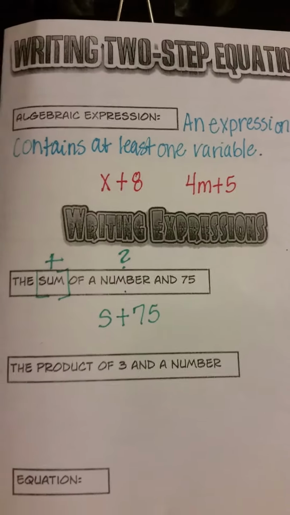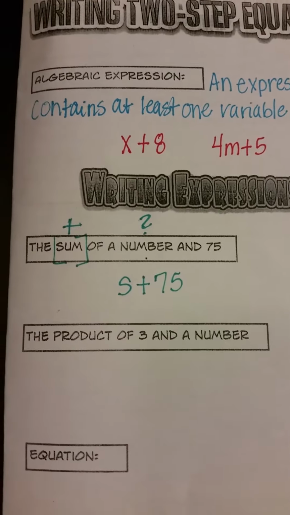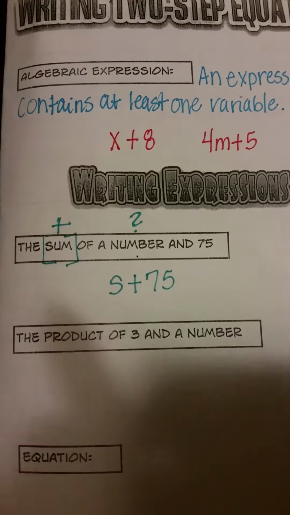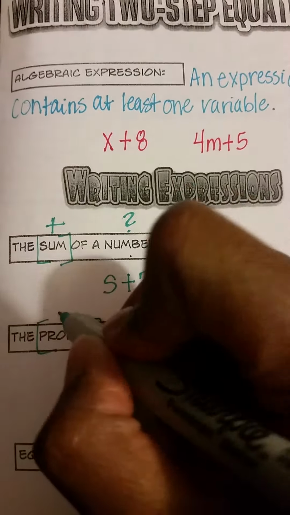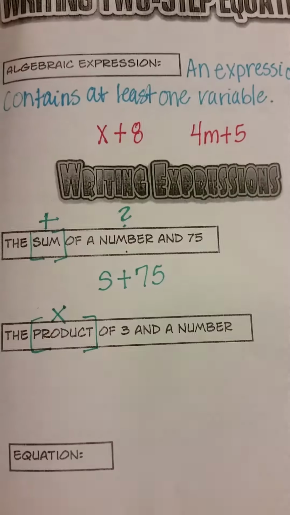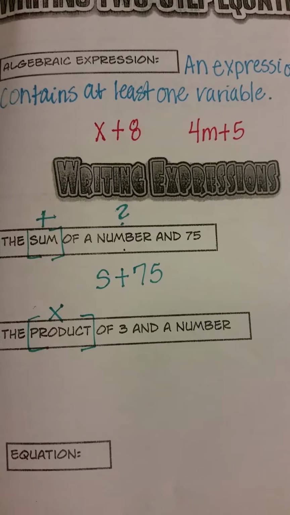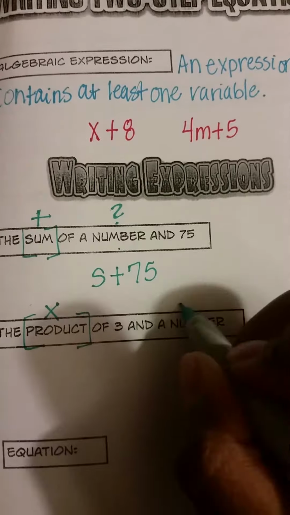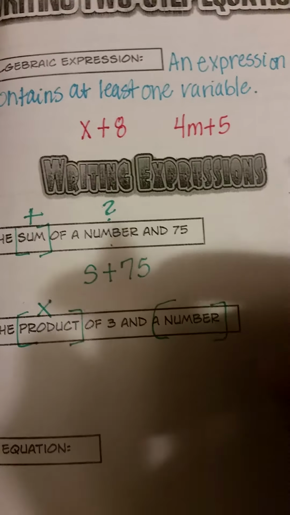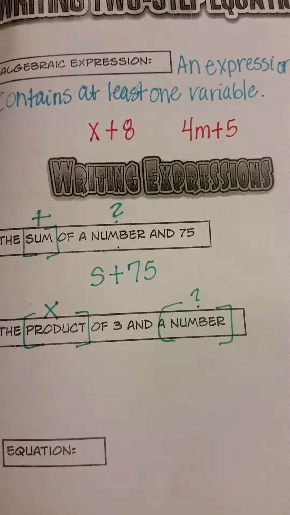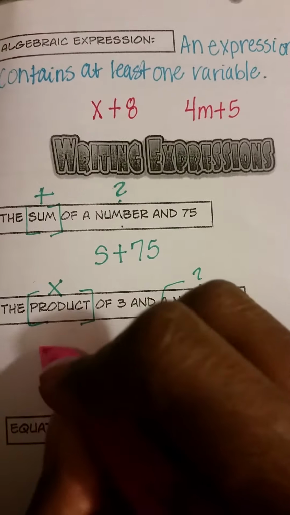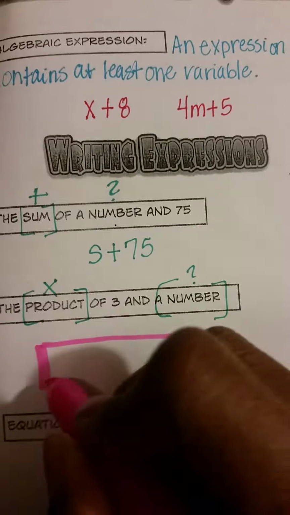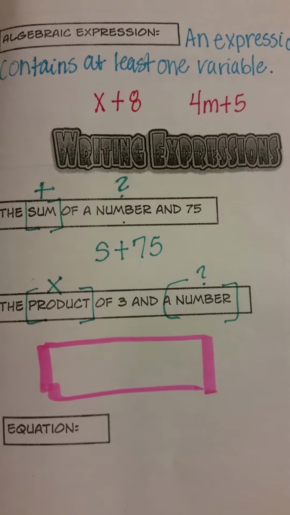The next one says the product of 3 and a number. The word product, as we know, means to multiply. The product of 3 and a number. We don't know what that number is, so we can use any variable. So what I want you to do is give me an expression here.